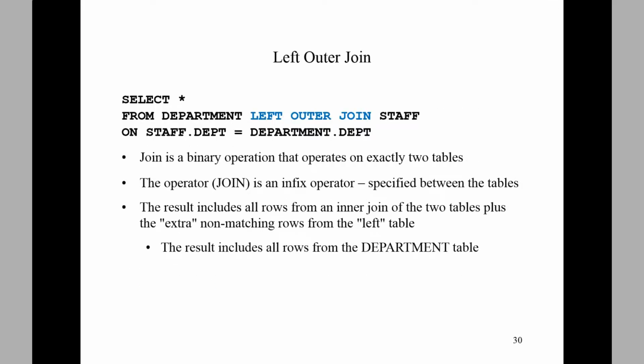Here we present the code to accomplish the left outer join of department and staff. Let's discuss this in some detail. Note that join is a binary operation. It operates on exactly two tables. Furthermore, the join operation is an infixed operator. It is specified between the two tables involved in the join operation.